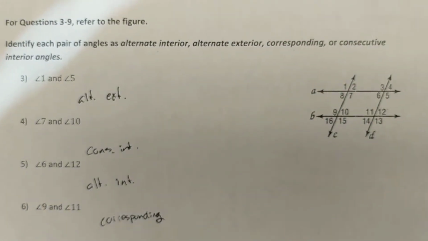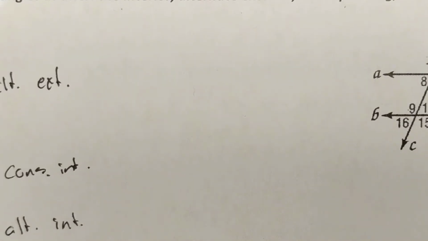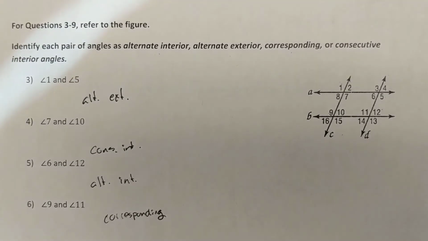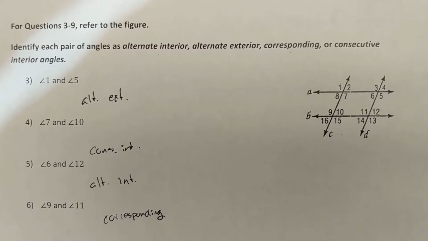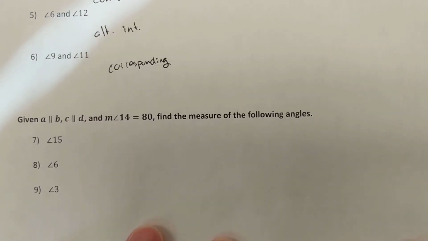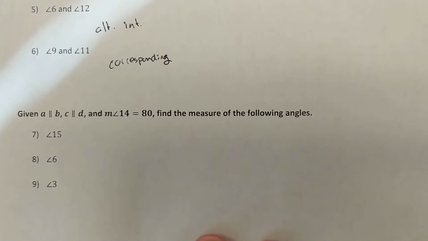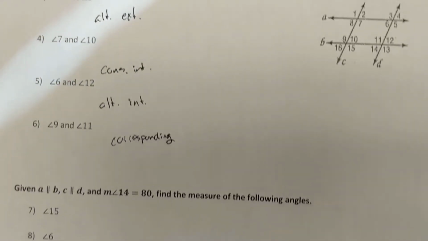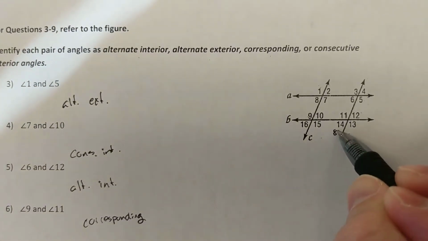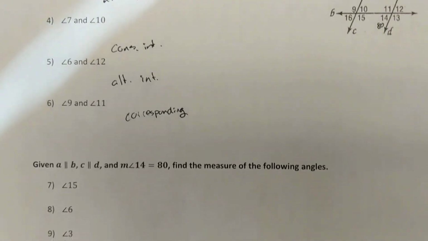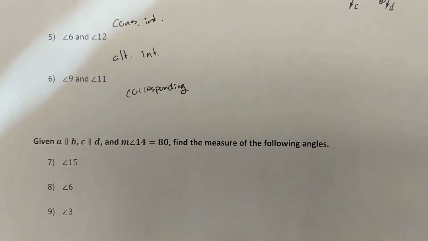Okay. Whoops, didn't want to zoom in. There we go. Okay, down here at the bottom, same figure, it tells you that A is parallel to B and C is parallel to D, and gives you the measure of angle 14, which is 80. So I'm going to go up here to my picture and label that one as 80. Then it wants me to find those 3 angles, 15, 6, and 3.